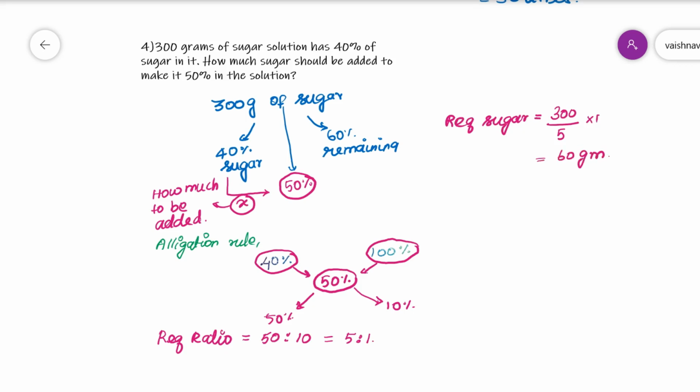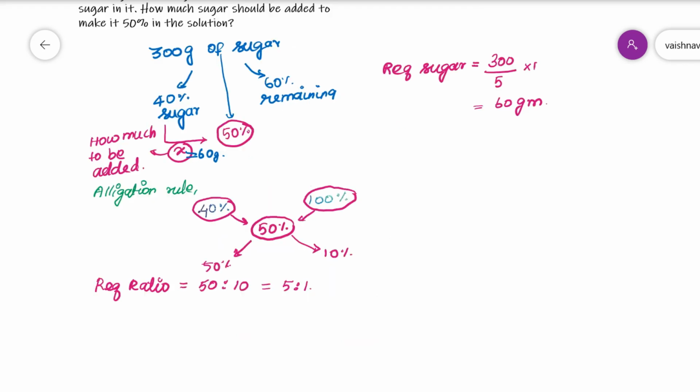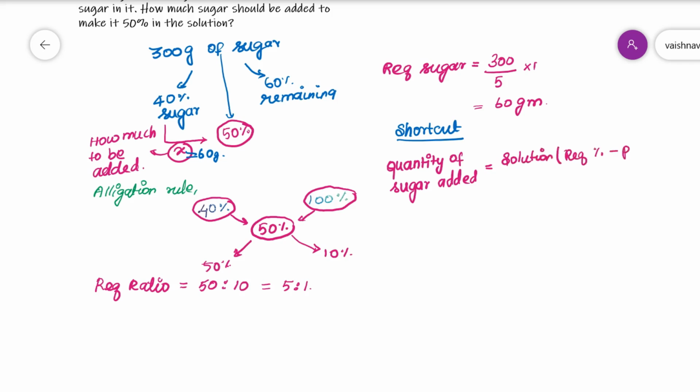That is required 300 divided by 5, 60 grams. So to the solution, I have to add 60 grams of sugar and make it 50%. Actually, the sugar solution of 300 grams that contains 40% of sugar, and I am adding 60 grams extra to that, and the solution becomes 50% of sugar. You can even solve it with the shortcut method or the formula method that I have explained in the video too.